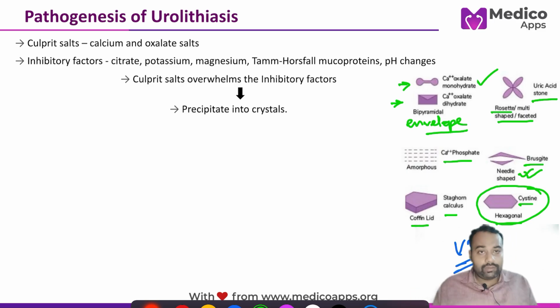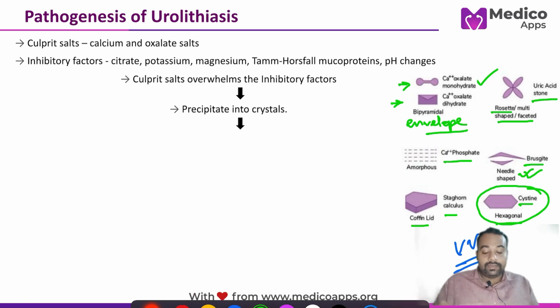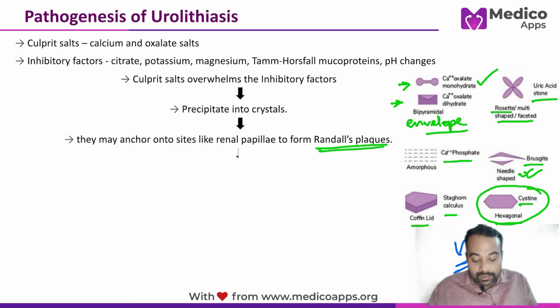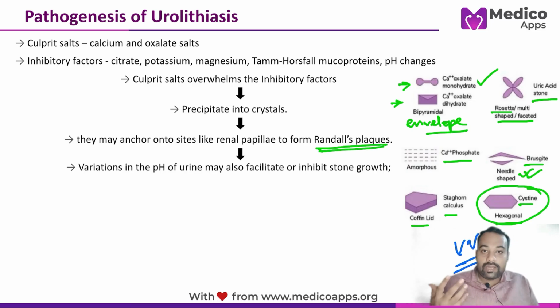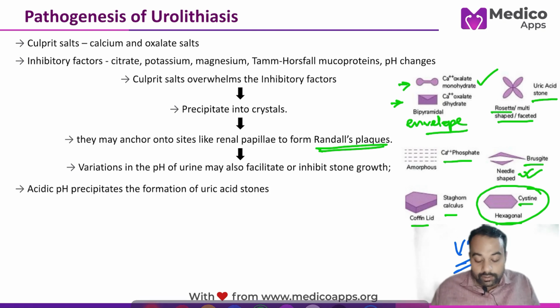Now let's come back to the pathogenesis. So we have the crystals. Now these crystals are basically anchored in the renal papilla. This whole thing is basically known as Randall's plaque. As a result of that, there are changes of the pH and subsequently the formation of the urinary stone.